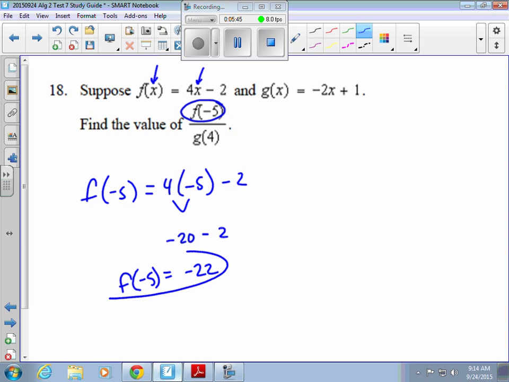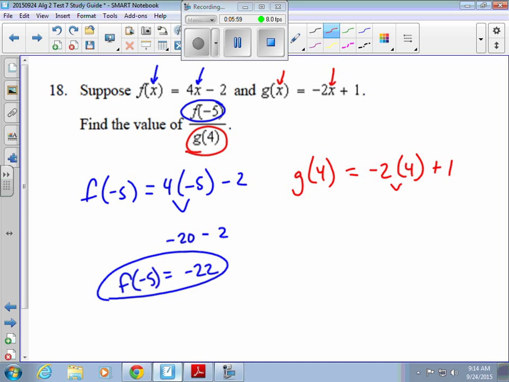So we have that for a second. Then let's look at the other one. g of 4. In place of x, we're going to plug in 4. So g of 4 equals negative 2 times 4 plus 1. Multiplication first, negative 8 plus 1. g of 4 equals negative 7. So again, we got that.